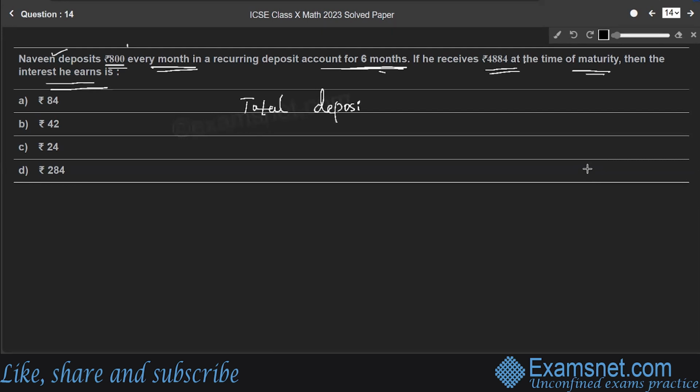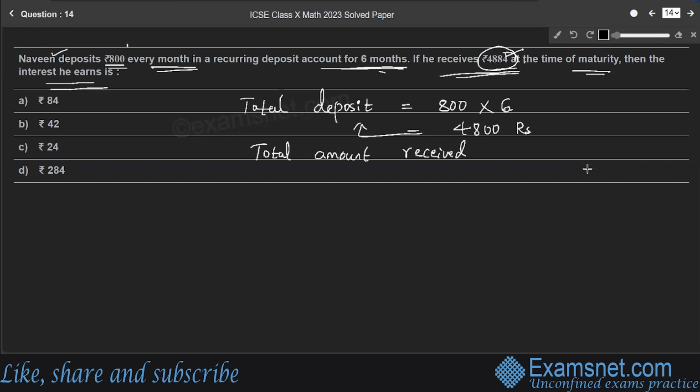Total amount he deposited is equal to 800 rupees every month, and he deposits for 6 months. Therefore, total deposit will be 800 into 6. So, 4,800 rupees will be his deposit, right? And he receives 4,884 at the time of maturity. That means after 6 months, he receives 4,884 rupees, right? Therefore, total amount received is equal to 4,884 rupees, right?